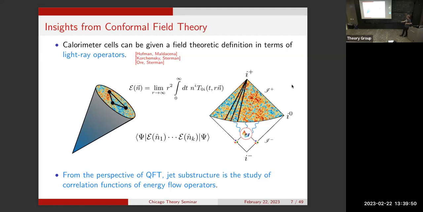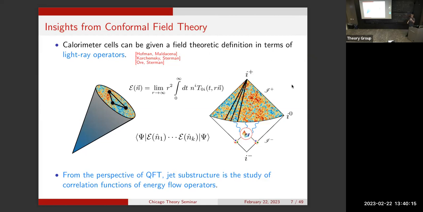The way one can think about this is you take your stress energy tensor, and you want to detect essentially the energy going in some particular direction. So you're going to integrate over all time as the collisions come through your detector and you're averaging over them. And then you move it off to infinity in the particular direction. This should really just be thought of as a field theory definition of a calorimeter cell.